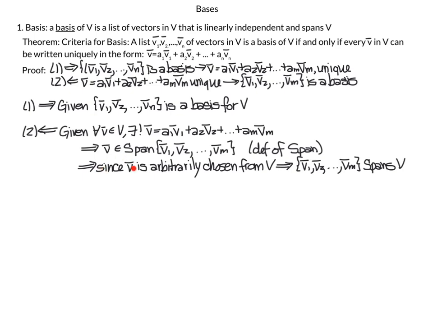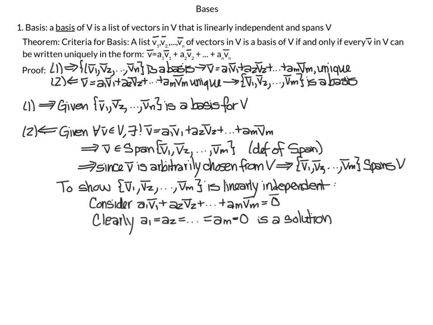And now since V was arbitrarily chosen from our vector space, that means v1, v2 up to vm spans our vector space V. Remember, there are only two things to show that this set of vectors is a basis for V, and that is that they're linearly independent and they span V. We've already shown that they span V, so what's left now is to show that this set of vectors, v1, v2 up to vm, is linearly independent.